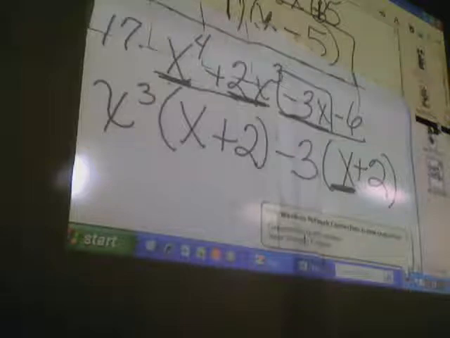It'll be multiplied by what? X plus what? 2. Okay, so we want x plus 2 over here. Here we have the x. We need to get this term right here. So what do we need in front? Minus 3. Is that going to give us a negative 6? Negative 3 times 2. Yes. Okay, so we've got that.